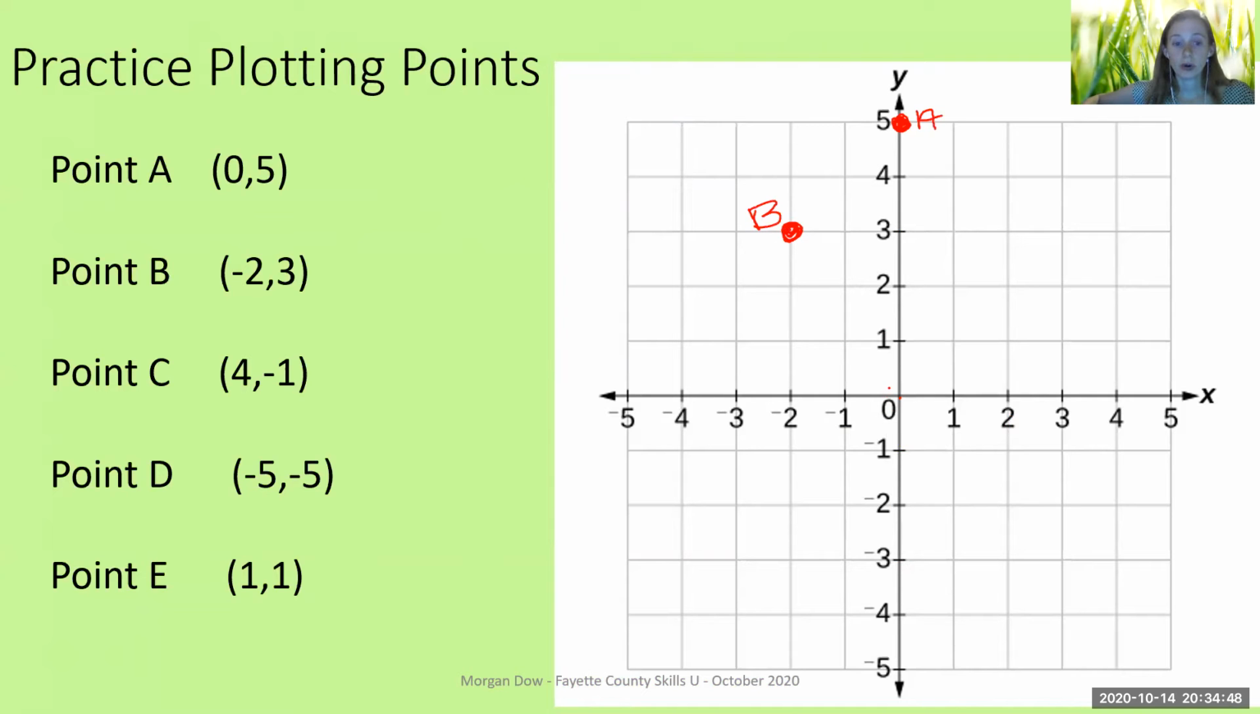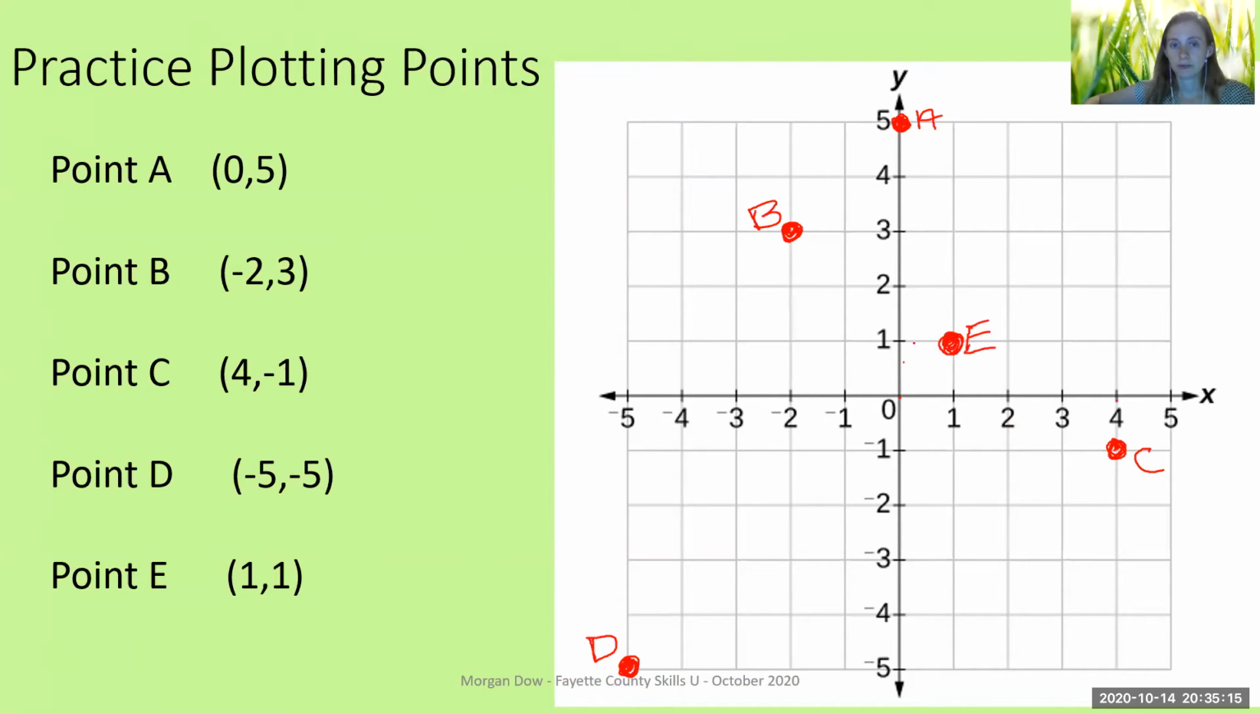Point C is at (4, -1). So over to 4 and down to -1. Point C. Point D is at (-5, -5). So over to -5 and down to -5. And finally, point E is at (1, 1). So over to 1, up to 1.